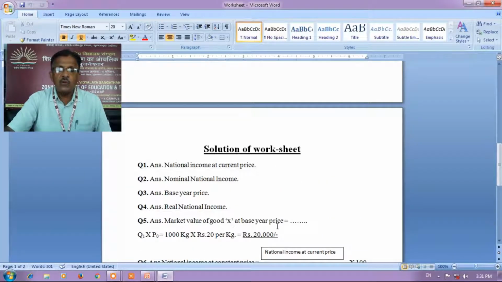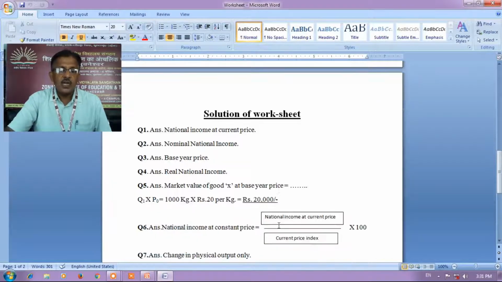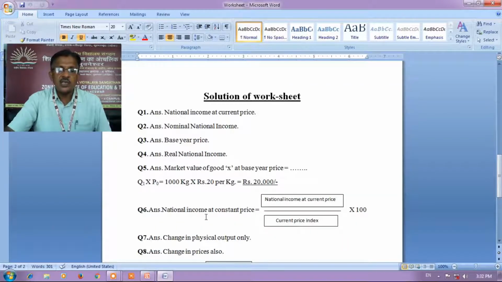And the market value of good X at the base year price: you see the quantity of the current year Q1 multiplied by the price of the base year. So this is the formula. The quantity of the current year is 1000 kilogram and the price of the base year is rupees 20 per kilogram. So the value will be 20,000. That is, the market value of good X at the base year price is 20,000. And question number 6, national income at constant price. The formula to find this is national income at current price divided by current price index into 100.